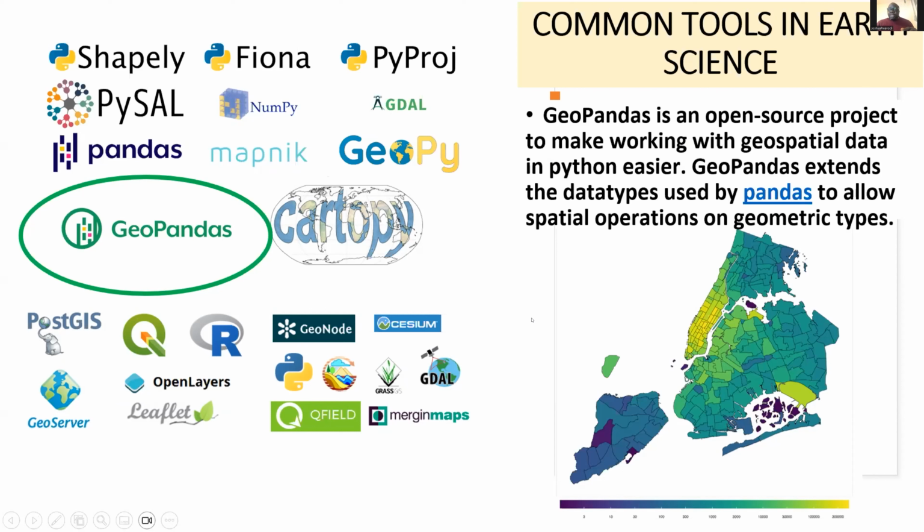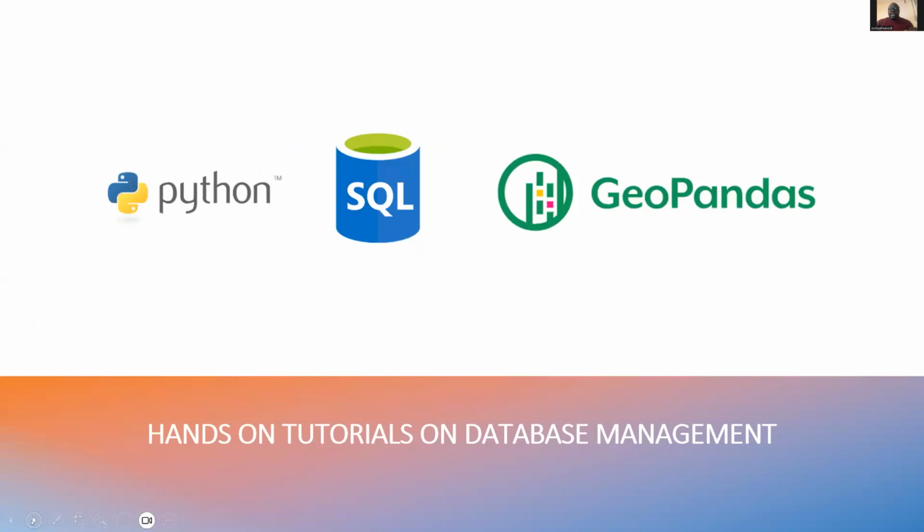I put an example here where you can see how you can display geospatial information on a sort of map, which can define different information on what you're actually looking at. Like I said, Chris will go ahead and do some hands-on tutorials on database management.